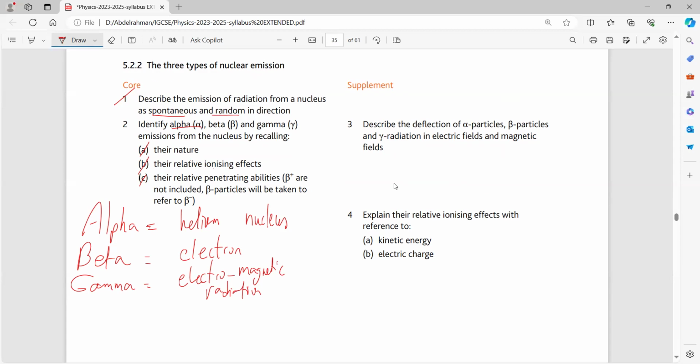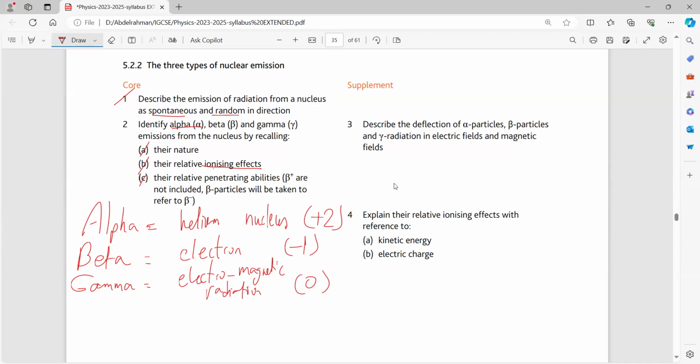The relative ionizing effects. The alpha has the strongest ionizing effect, beta is weaker, gamma is the weakest. Why? Because alpha has a charge of +2, so it's very strongly ionizing. The beta only has a charge of -1, and the gamma has a charge of 0. So the relative ionizing effect of the alpha is the strongest, then the beta, then the gamma.